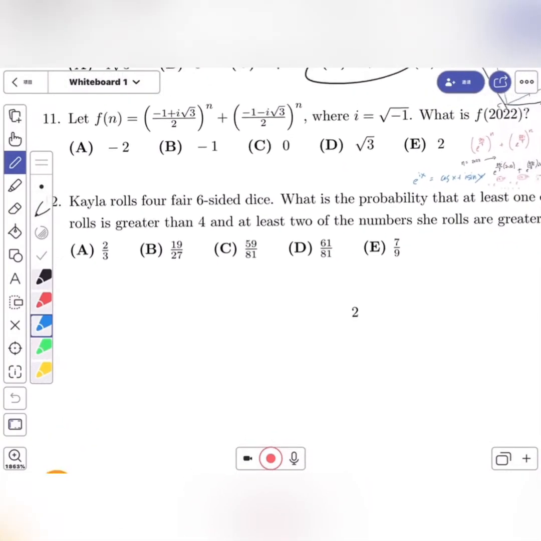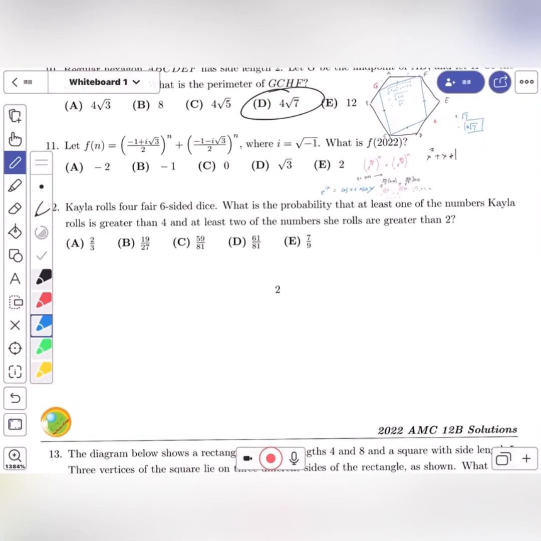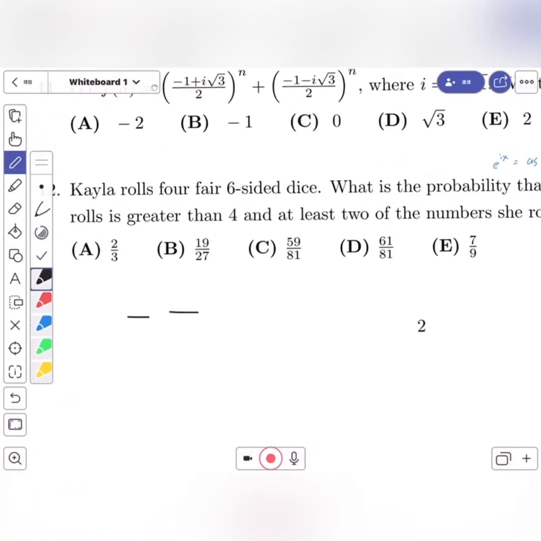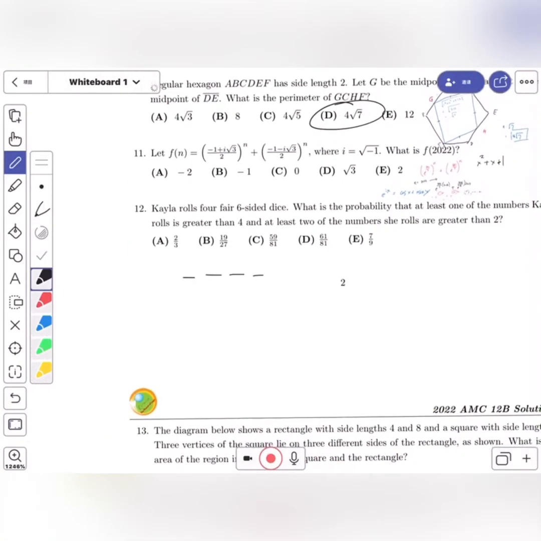Kayla rolls 4 fair 6-sided dice. What is the probability that at least one of the numbers Kayla rolls is greater than 4 and at least 2 of the numbers she rolls are greater than 2? Okay. So she rolls dice, just regular dice 4 times, and what's the probability that at least one of the rolls is greater than 4, and at least 2 of the numbers she rolls are greater than 2?